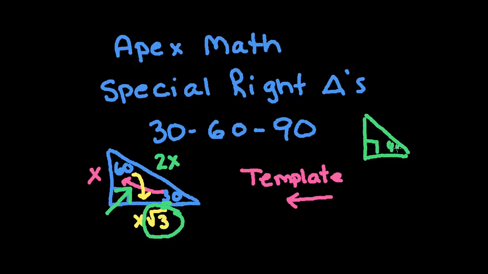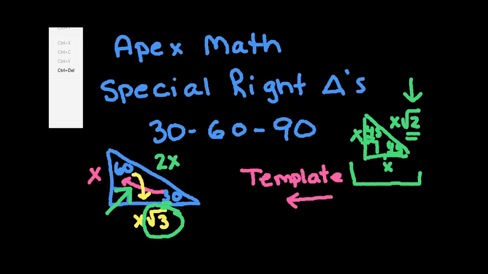If this was 45 and 45, then we had an x, and an x square root 2. So this template had a square root 2 in it, while this template has a square root 3 in it. And I mentioned in our last video with the 45, 45, 90 that because this is an isosceles triangle that has two sides that are the same, that's how I remember that this is the one that has the square root 2 in it. All right, so let's do some problems.